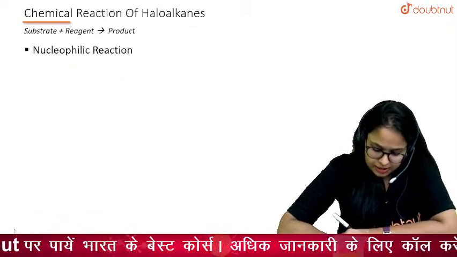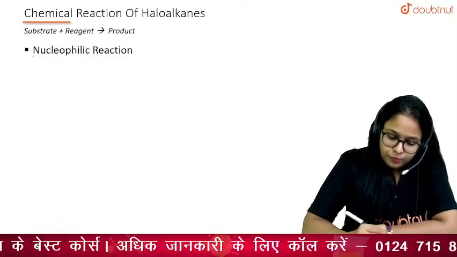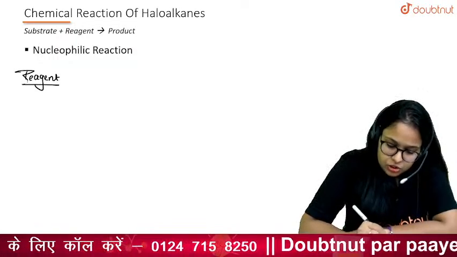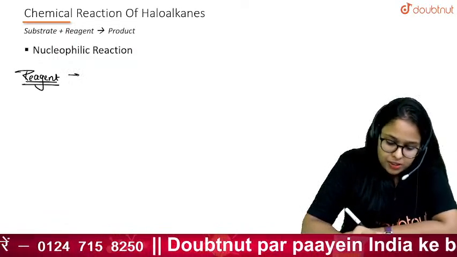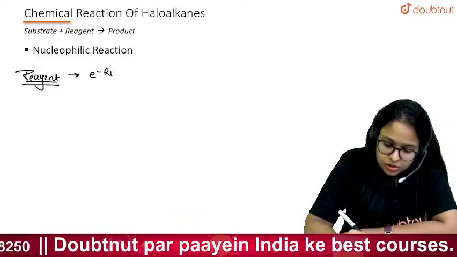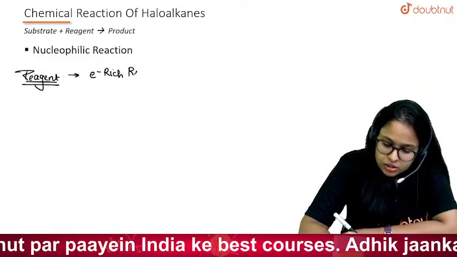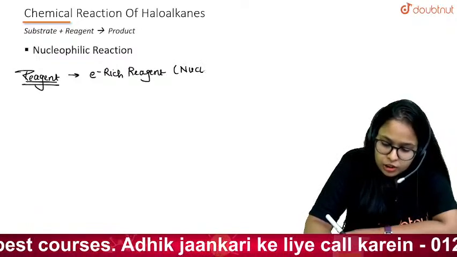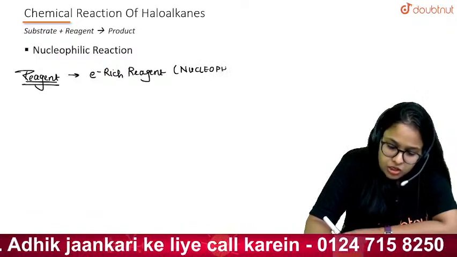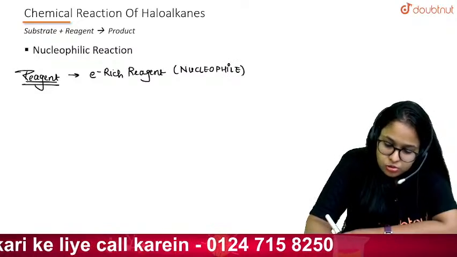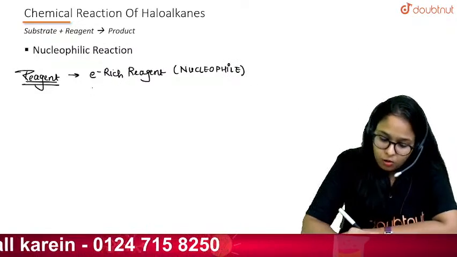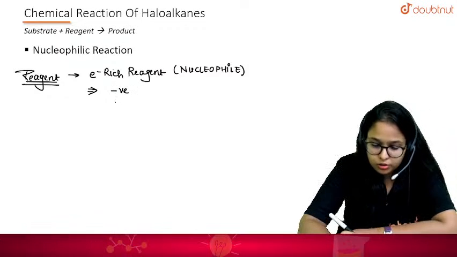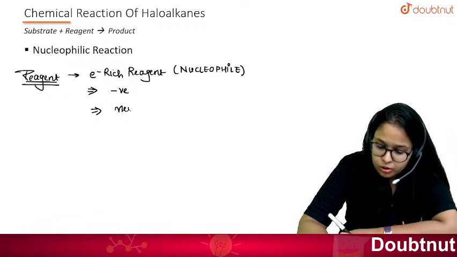Then later we discussed that your reagent was also categorized into two parts. One is electron rich reagent. Electron rich reagent is commonly known as nucleophile. Nucleophiles can be negatively charged as well as neutral. So nucleophiles can be further divided into two parts: negative charge carrying nucleophiles, or neutral nucleophiles.